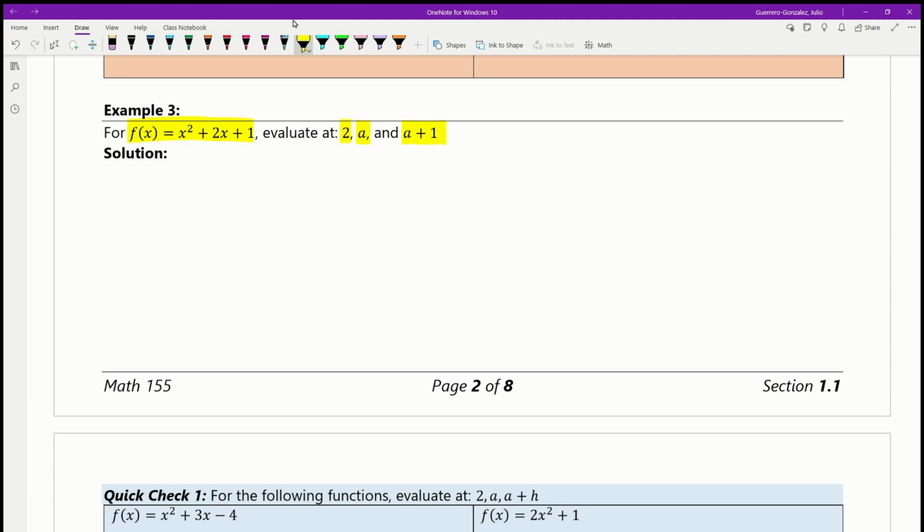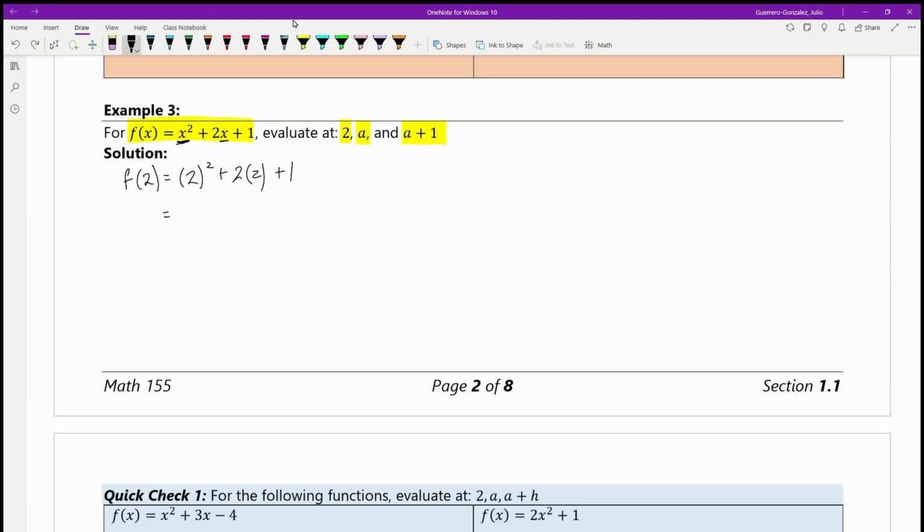Okay, so let me do f of 2 first. So when I need to evaluate at 2, that is basically saying I need f of 2. I need to plug in 2 everywhere I see an x. Everywhere I see an x. Okay, so then that means it's going to be 2 squared plus 2 times 2 plus 1. Okay, notice that everywhere there is an x, there is now a 2. That's the point behind evaluation. Okay?